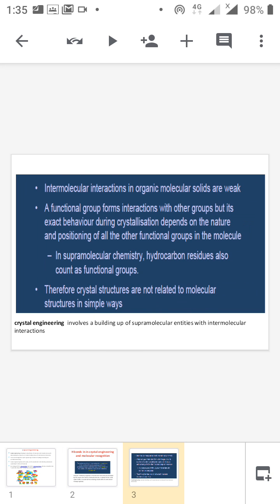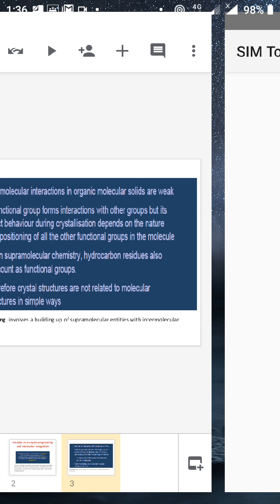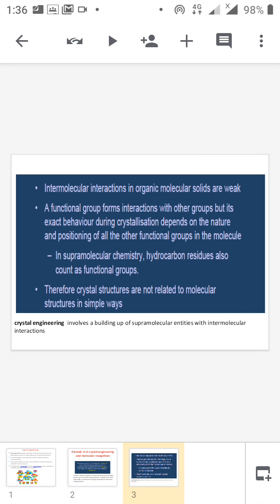So even if you know the structure of the subunit, the molecule expresses different structures depending upon the interactive forces that exist in the molecule. So in summary, crystal engineering involves building up a supramolecular entity through intermolecular interactions.